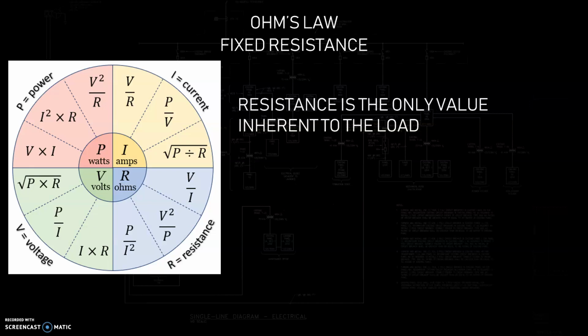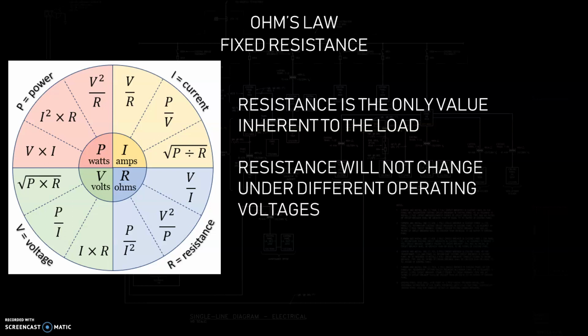So fixed resistance is a key term here. Resistance is the only value inherent to the load. So what I mean by that is it doesn't matter what we do to the voltage. We are not going to change the resistance. The resistance of an incandescent lamp filament or an electric heating element is a physical property of the material. We're not going to change that by adjusting the voltage. It's fixed, right? Fixed resistance.